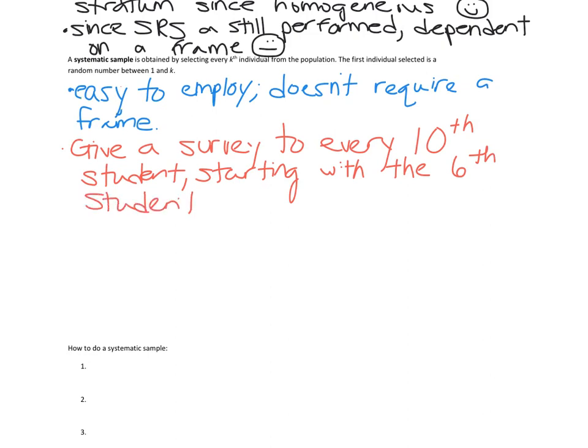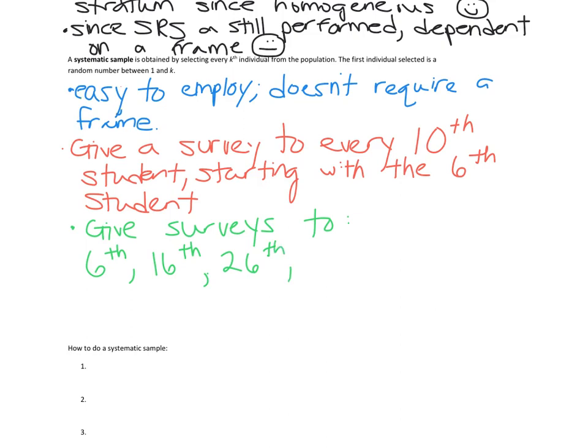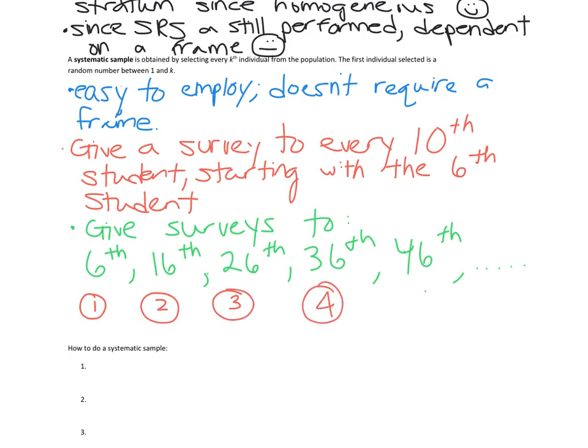So the people we'll give the surveys to are the following. We're starting with the 6th. And then after 10 students, the 16th student gets a survey, then the 26th student, and then the 36th student, the 46th, etc., until we run out of surveys. Okay? And again, just to clarify, that 6th student was the first person in our survey. Here's the second person in our survey, the 16th, the 26th, the 36th, etc.